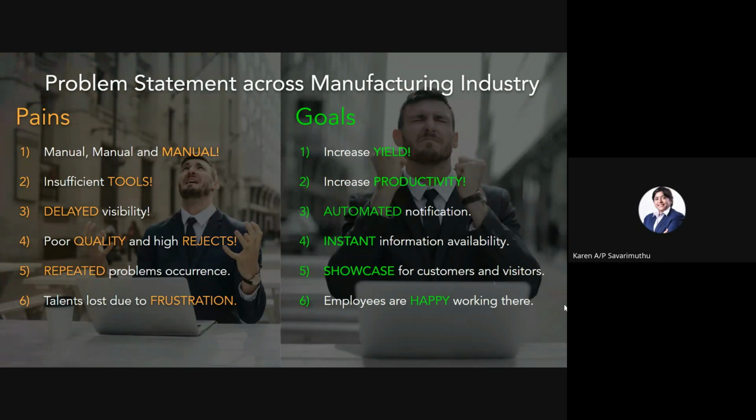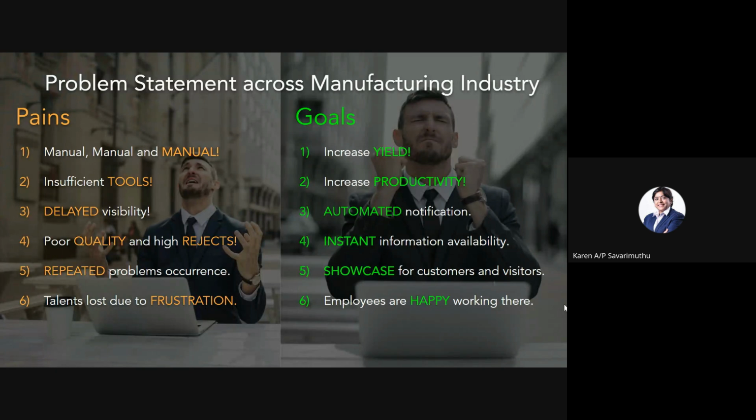Okay. So manual, manual, and manual. All the time we are suffering from manual work, and we want to eliminate it. So we want to increase automation. All right. How do we do a lot of automation and also digitalization? And of course, we have insufficient tools. For example, they don't have proper tools to do analytics, analyses, and all those other areas. Okay. And of course, delayed visibility, where they don't have real-time visibility on what's happening in their manufacturing.